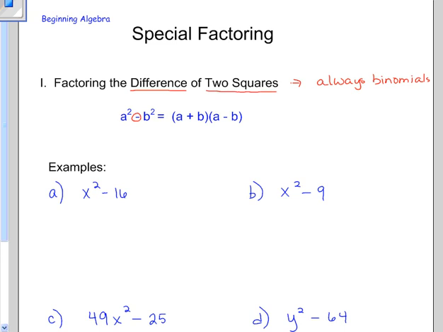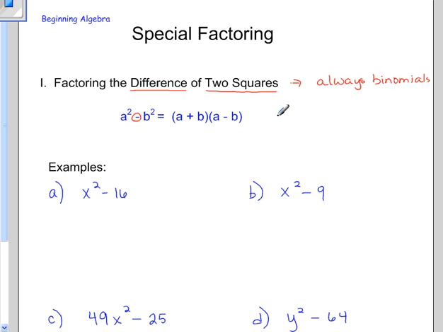Okay, a square is what I would call a term that I can take the square root of evenly. Like 16, because I know that the square root of 16 is 4. 4 times 4 is 16. Or 25. The square root of 25 is 5. So that would be an example of a perfect square. Also x squared, because x times x is x squared.